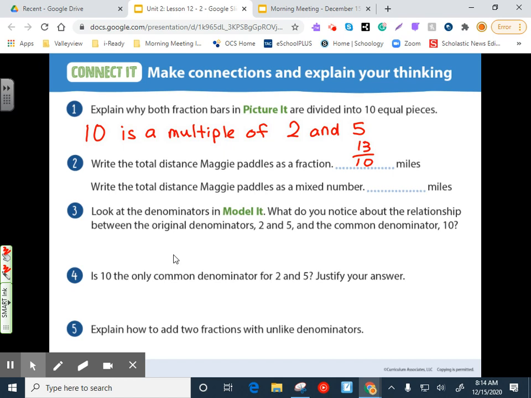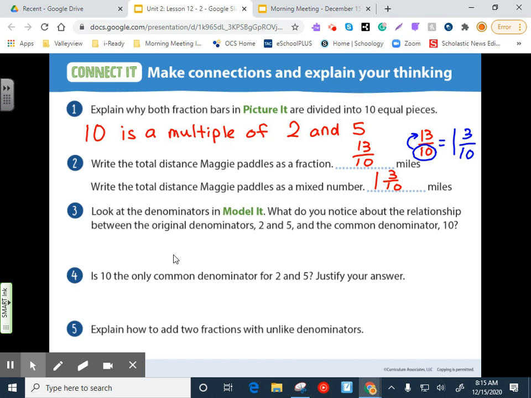Right, the total distance Maggie paddles is a mixed number. So got a little space here. How mixed numbers work is you see how many 10s you can pull out of your top number. I know I can get at least one group of 10. So there's my whole number. And if I do 13 minus 10, it gives me 3. And that will give me 1 and 3/10. I would accept either answer because they're both the same.